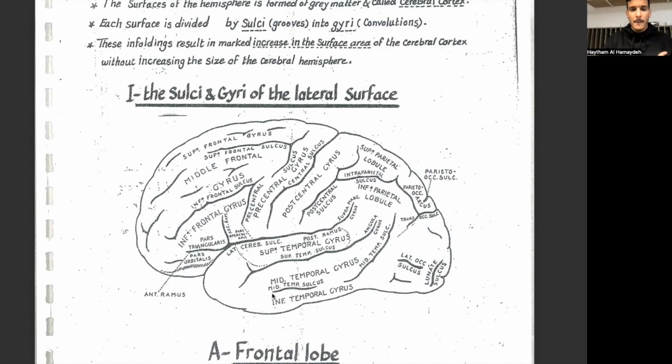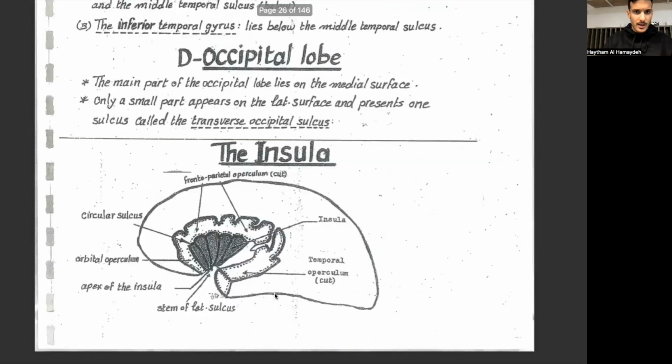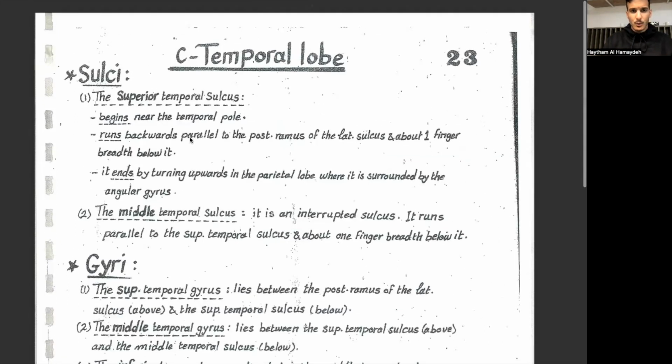And then we have the middle temporal sulcus that separates the middle temporal gyrus from the inferior temporal gyrus. And so this is our next topic. So remember, we have the superior temporal sulcus and the middle temporal sulcus.